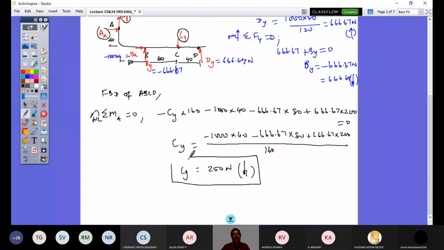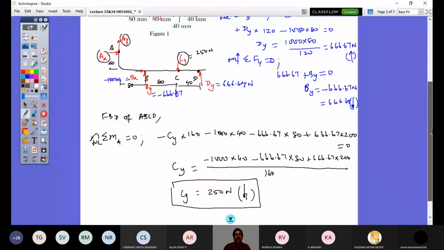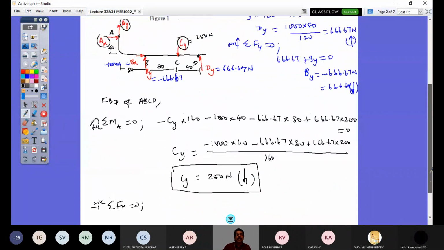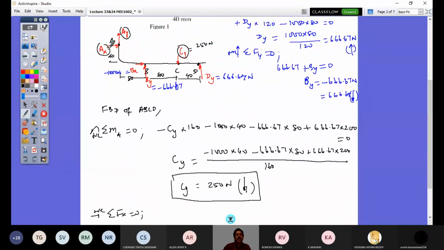Now I have to get my Ay and Ax. So what should I do? Look here, by applying the other two conditions of equilibrium. It's a very straightforward problem. So sigma Fx equals 0. What are the horizontal forces in this? One is this Bx, another one is this Ax. So with respect to the direction here, Ax is to the right and Bx is to the right with this minus sign.